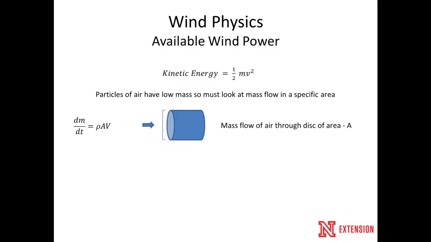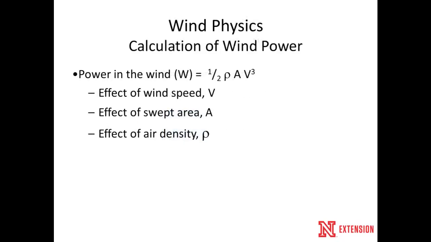That mass flow is going to be equal to the density of the air times the swept area of the area we're calculating, in this case the swept area of whatever turbine we're going to use, and then the velocity of that air. We're going to substitute that mass flow in, and we're going to come up with our equation: power is equal to 1/2 times the density times the swept area times the velocity cubed. Let's look at that a little closer. Again, velocity, the wind speed, the swept area A, and the effective air density.